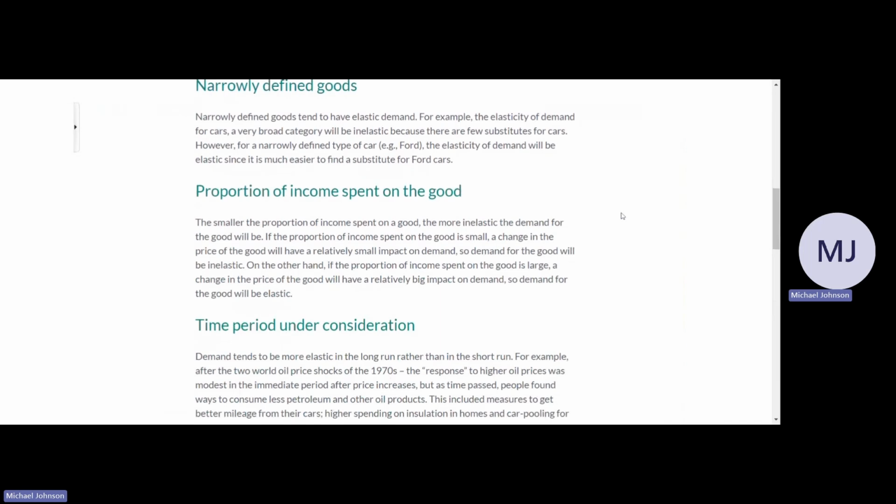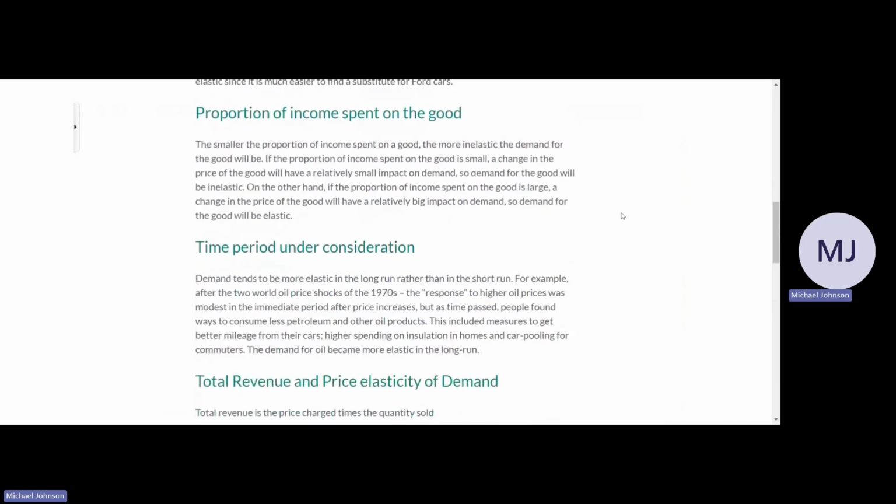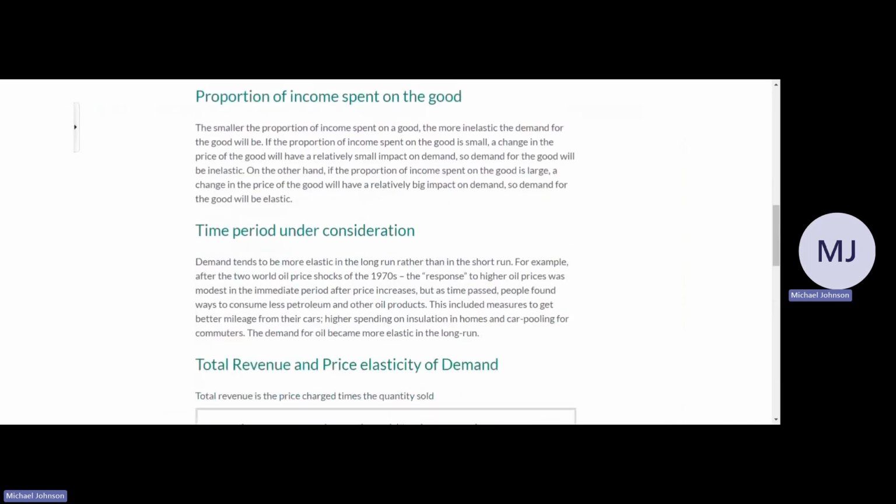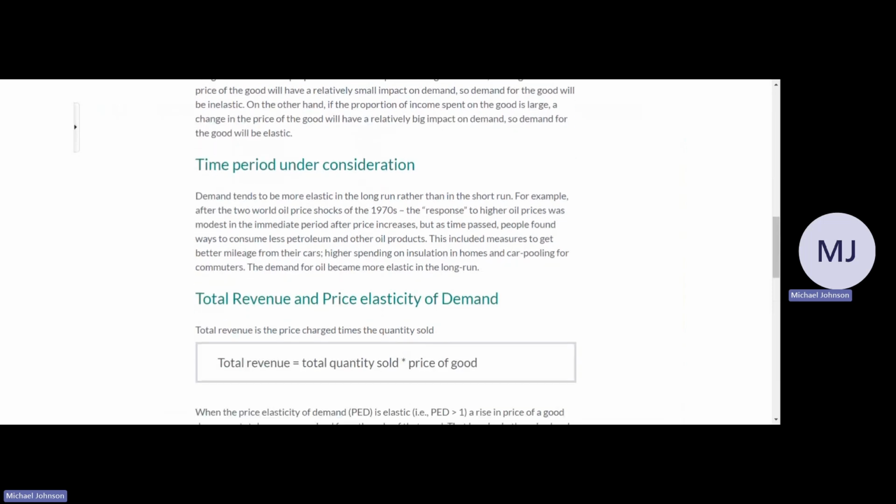Proportion of income spent on the good: the smaller the proportion of income spent on the good, the more inelastic demand for the good will be. If the proportion of income spent on the good is small, a change in the price of the good will have a relatively small impact on demand, so the demand of the good will be inelastic. On the other hand, if the proportion of income spent on the good is large, a change in the price of the good will have a relatively big impact on demand, so the demand of the good will be elastic.